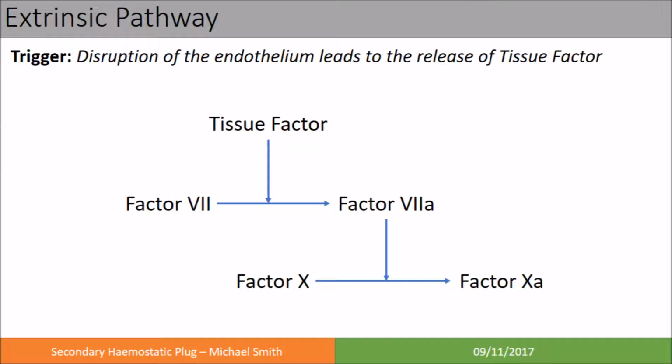So the extrinsic pathway, as I said, is caused by disruption of the endothelium, and you get the release of tissue factor, which is held within this endothelium. Tissue factor has the role of converting factor 7 to factor 7A, and factor 7A then converts factor 10 to factor 10A. So the A here stands for activation. So essentially, tissue factor activates factor 7, and factor 7A activates factor 10. And that's as simple as the extrinsic pathway is.